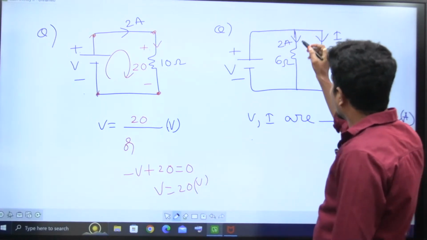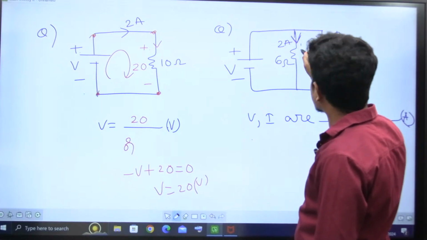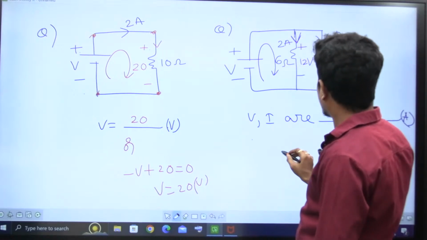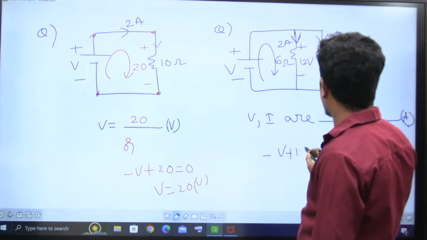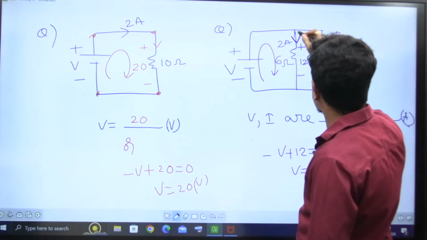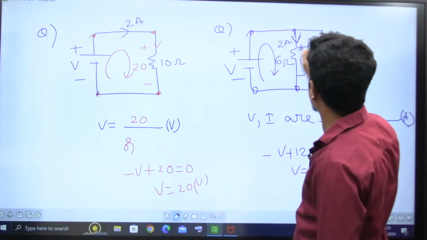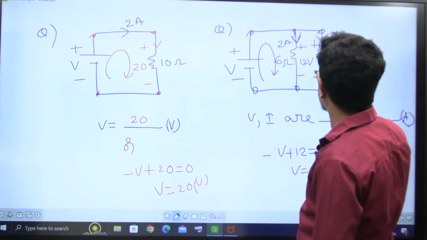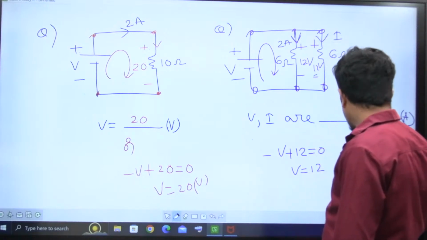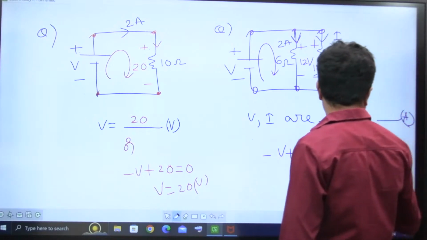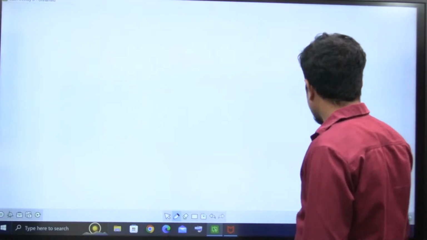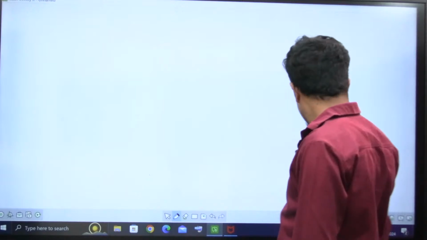See, first of all, when 2 amperes of current is flowing, what is this voltage? 12 volts. Then you write KVL for this one: minus V plus 12 is equal to 0, V equal to 12. Or very simply, voltage across parallel elements is the same. This voltage is 12, this voltage must be 12, this also must be 12. If 12 volts is there here, 12 divided by 6, how much is it? Current I is equal to 12 divided by 6 ohms, I is equal to 2 amperes. 12 volts, comma, 2 amperes. That's all.